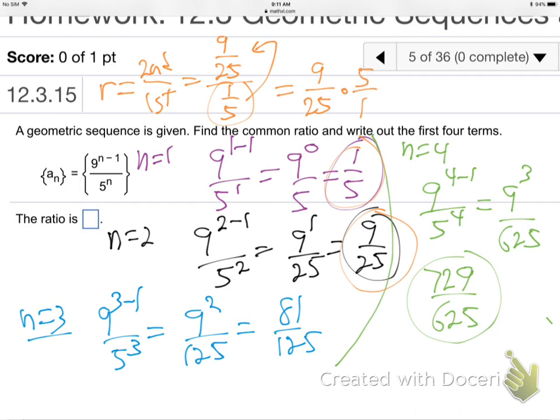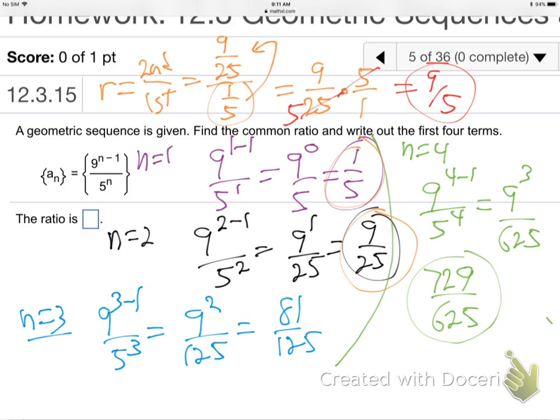9/25 times 5 over 1, like that. We good? And then 5 into 25, 5 times. So the answer is 9/5. That's the ratio. That's what's being multiplied by.